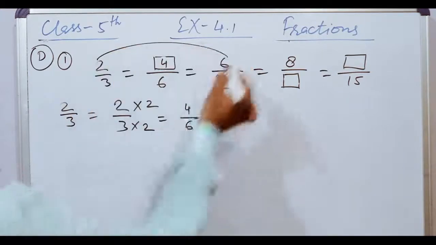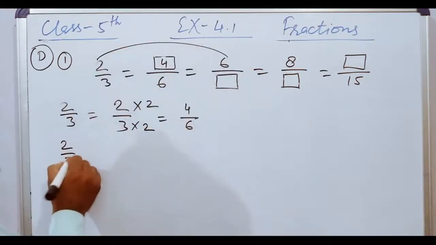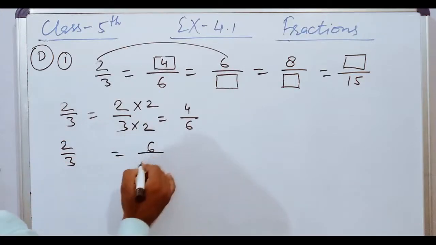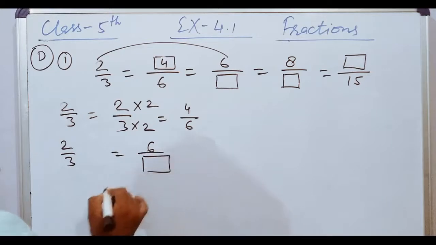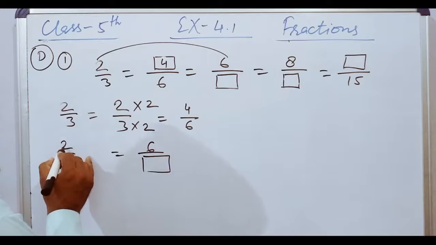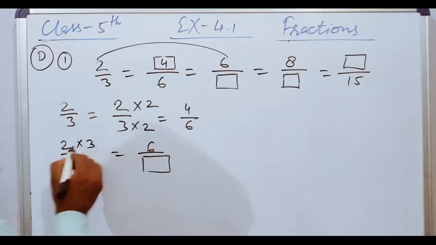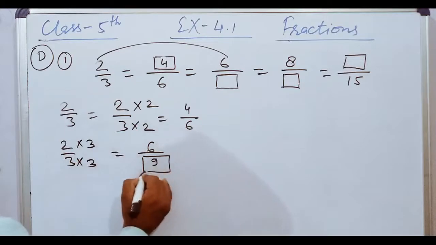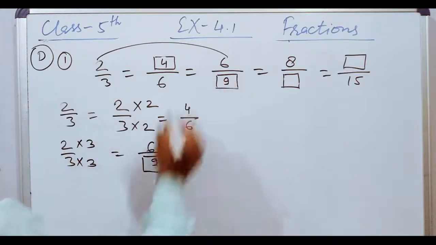Now we will see the first and third. 2 upon 3, and here 6 upon. So by which number must we multiply 2 to get 6? By 3. Up, then down also. 2 3s are 6, 3 3s are 9. Okay, and it is 9.